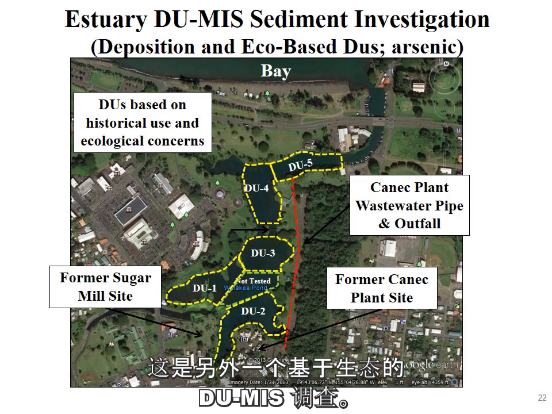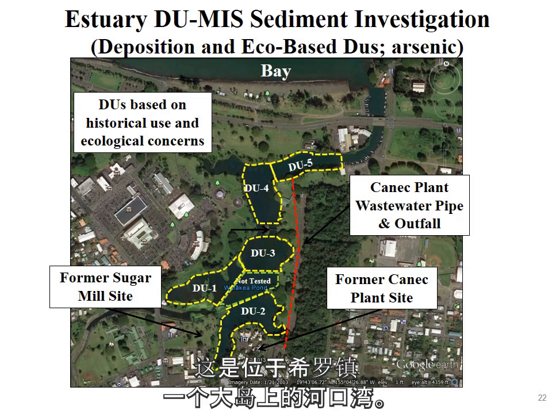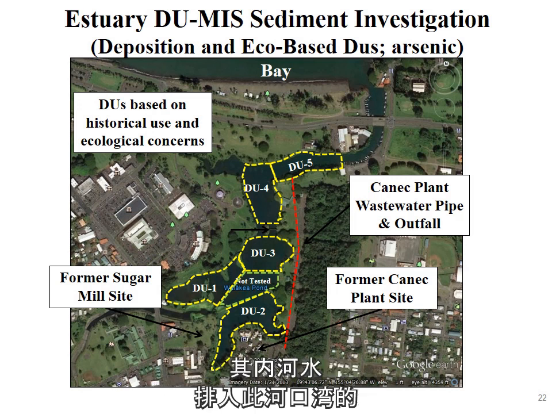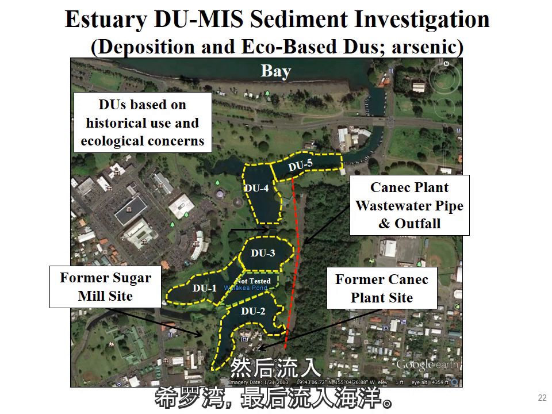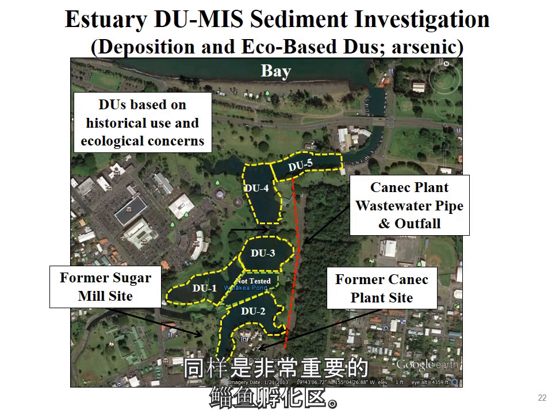Here's another sort of eco-based DU MIS investigation. This was an estuary on the Big Island in the town of Hilo. Freshwater springs discharge in the lower part of this estuary, which is DU2, and then it flows out into Hilo Bay and into the ocean. This is a very important mullet hatchery area.